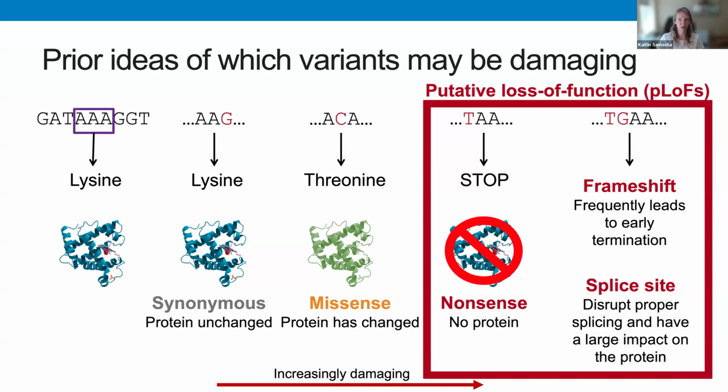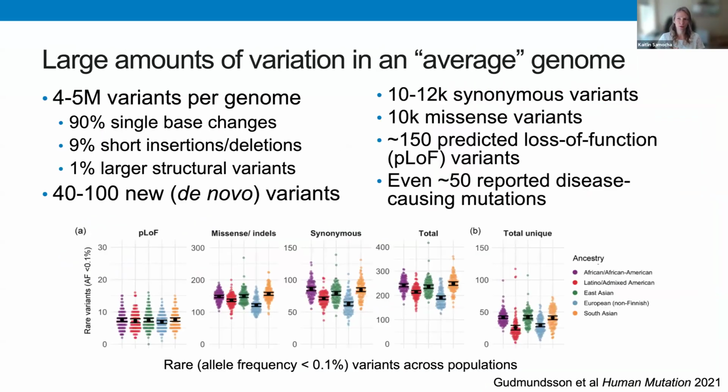So throughout this presentation, I'll try to be good about referring to these as putative loss of function, or pLoF, variants, but sometimes they're referred to as protein truncating variants since they often truncate the protein prematurely. So given some of this knowledge, we're still talking about quite a lot of variation in an average genome.